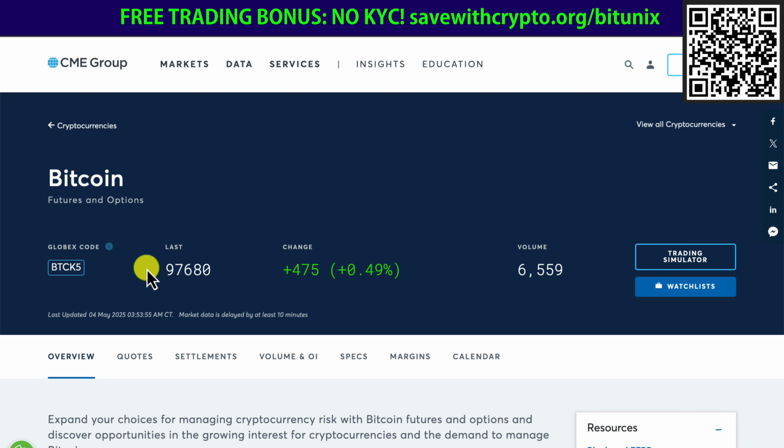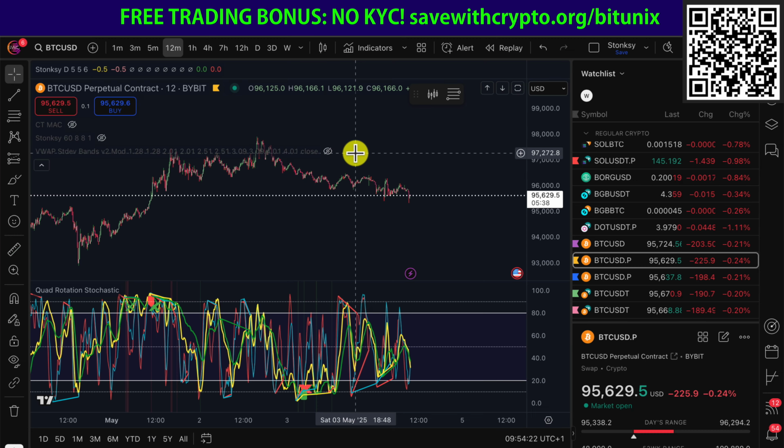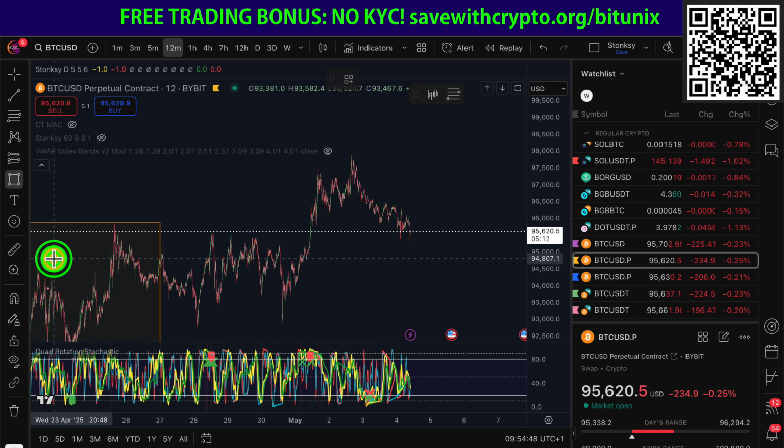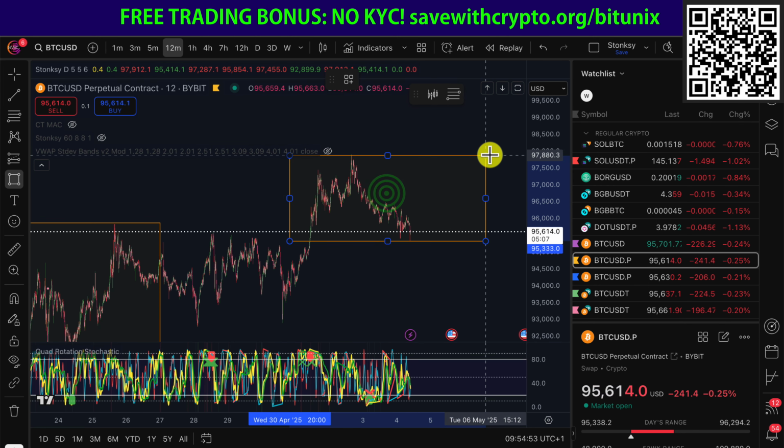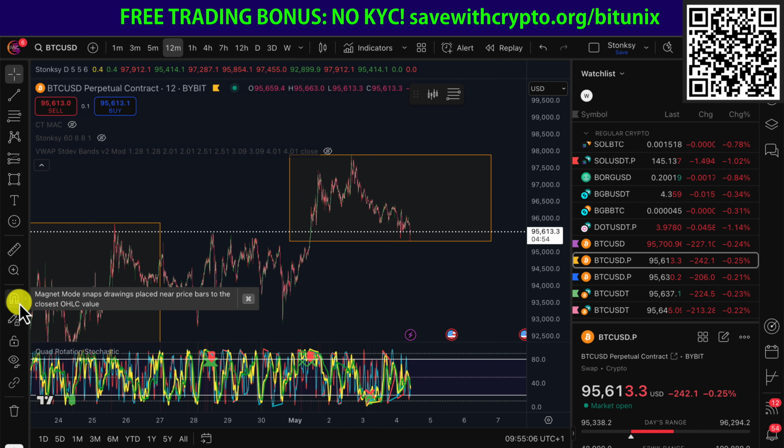So I'm expecting to see 97.5k fairly soon, which would be quite nice, wouldn't it? Which is kind of the top of this range that we've been in since about Thursday. Now, obviously, things are very news driven at the moment. So, if somebody says something about something or some war happens, then the price could do anything. So be prepared for everything.